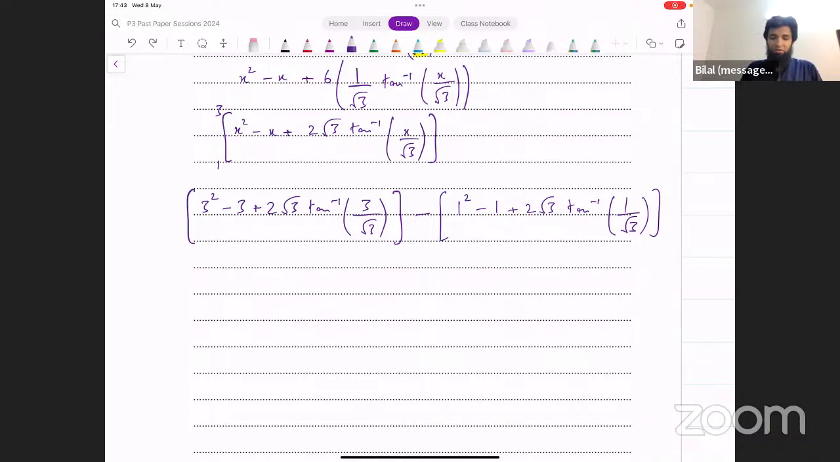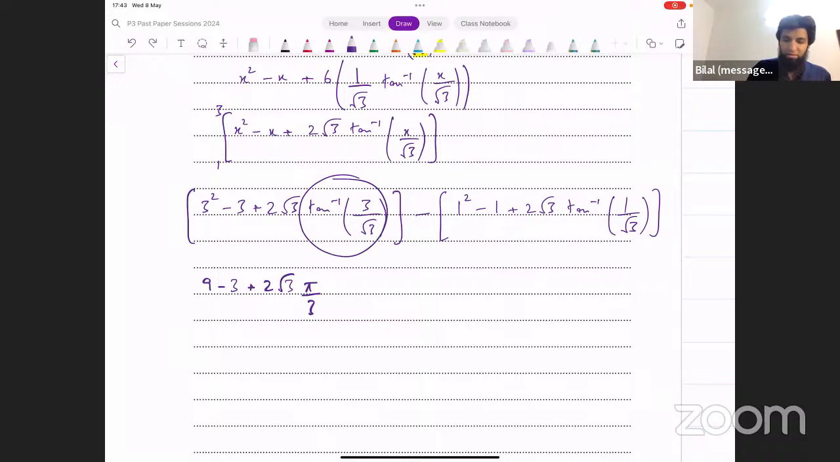Now do this separately. So 9 minus 3 plus 2 under root 3. You have to write down the result that you get from this expression first. Put this on your calculator, but show the result that you're getting for this expression. Tan inverse of 3 over under root 3 is the same thing as tan inverse of under root 3, and that is giving me pi over 3. So this is pi over 3.